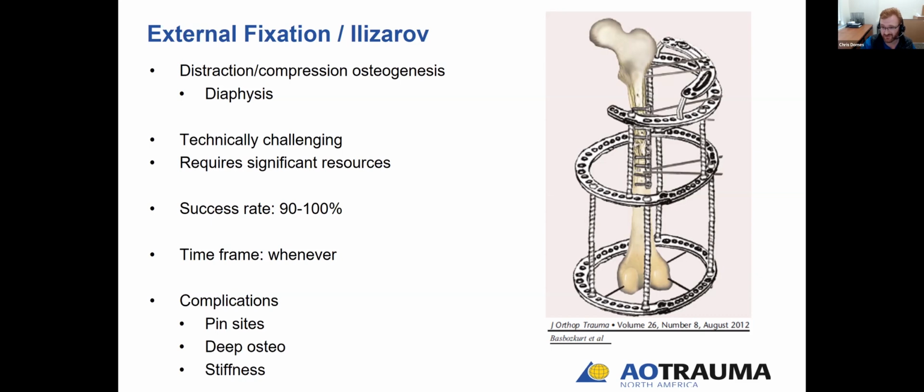Time frame for this is really whenever. The complications are the big issue, with the complexity of the ring fixator, not only applying it appropriately, but then you are constantly looking at pin site infections, deep osteomyelitis, and you're also putting a lot of pins through the quads and through the musculature of the thigh, which means stiffness can be an issue.